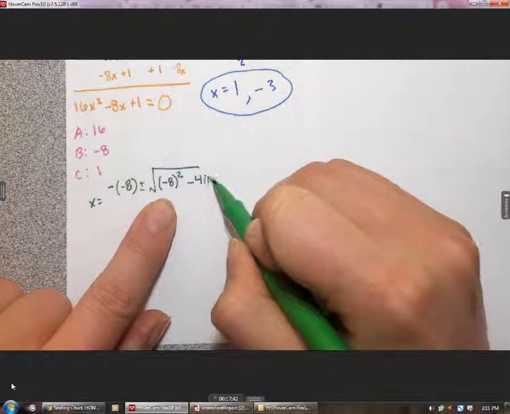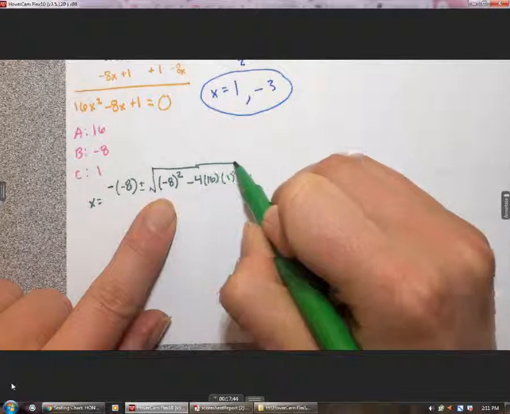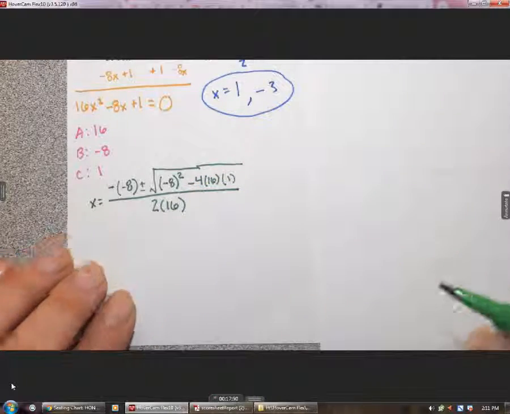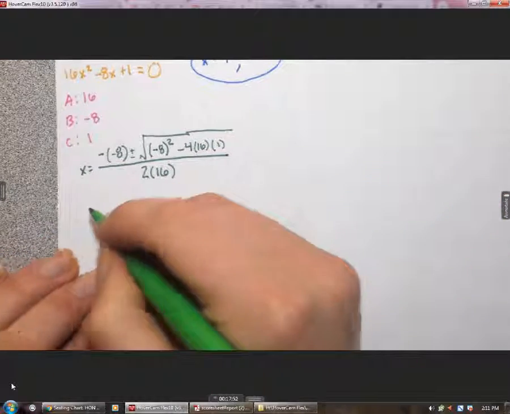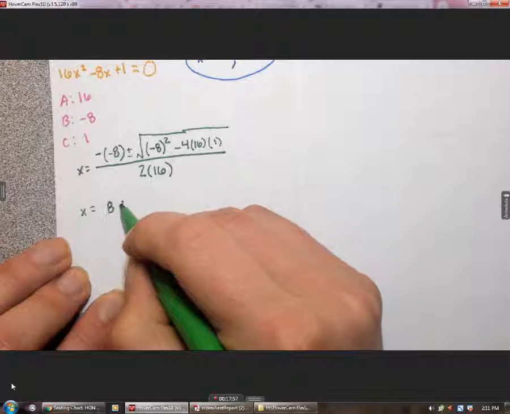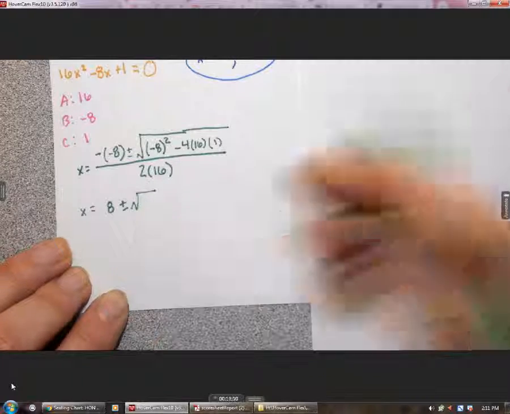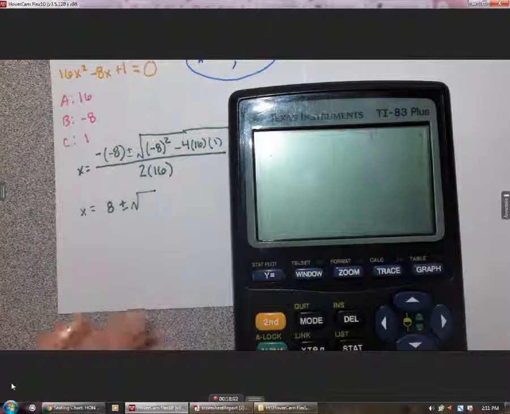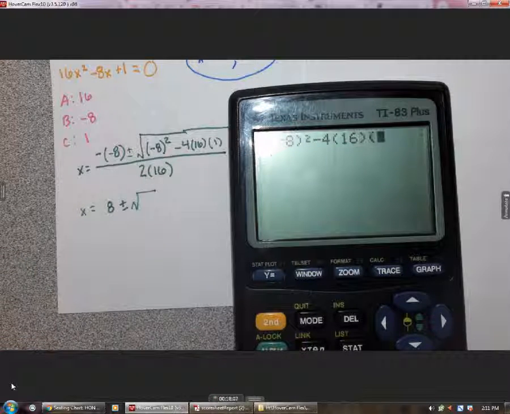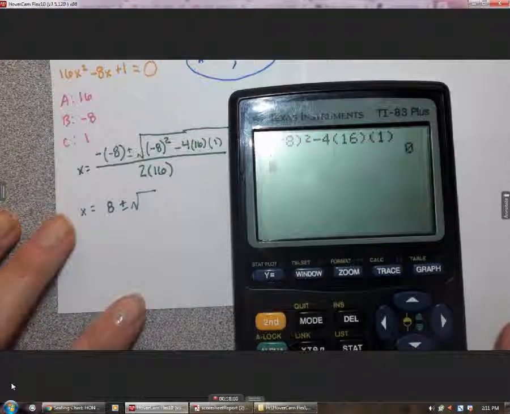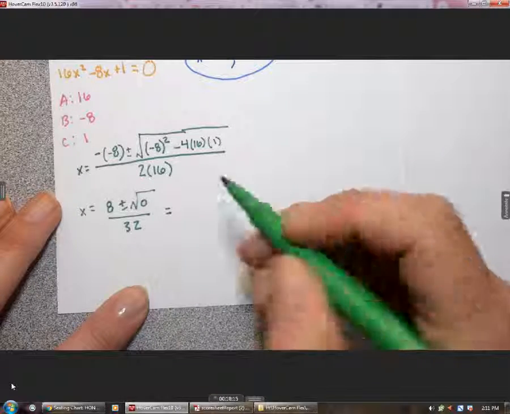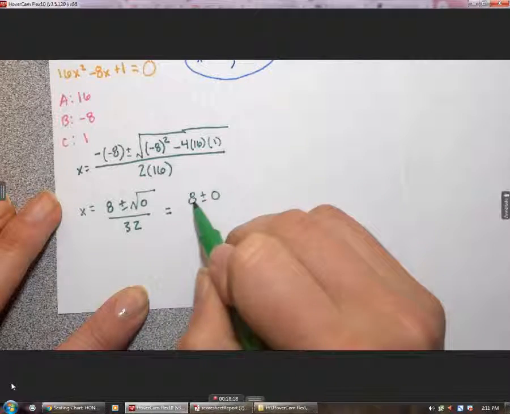Minus 4 times 16 times 1. Some of you are working on it, you see it. Okay, we'll keep going, hang on. x equals negative 8 is positive 8, plus and minus the square root of, I'm going to type this in, negative 8 squared minus 4 times 16 times 1 is 0, over 32. What's the square root of 0? 0. It is.